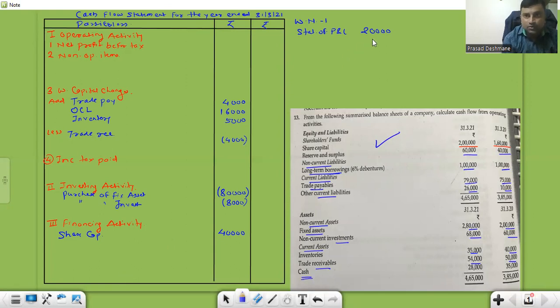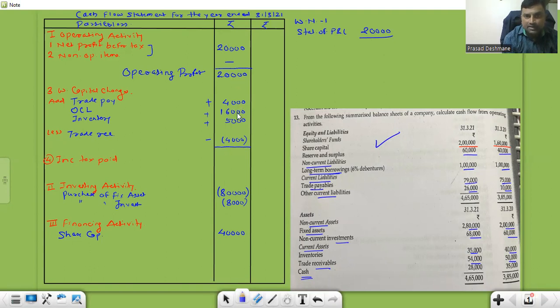How do we close? First, we close the working note. Nothing else is there, only 20,000. That I'll write here. Okay, non-operating, we don't have any item. So first we'll add these two. There's nothing in the non-operating, so it's 20,000. This 20,000 is called operating profit. In this operating profit, what we'll do? We'll add these first three because these are in the add. This will subtract. Okay.